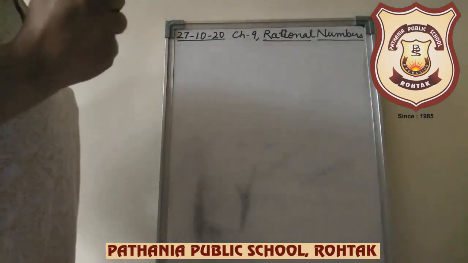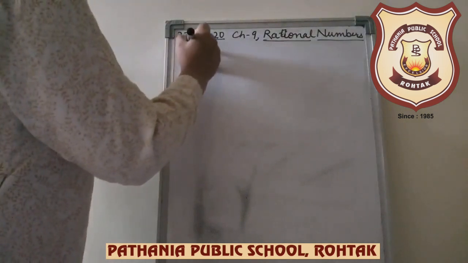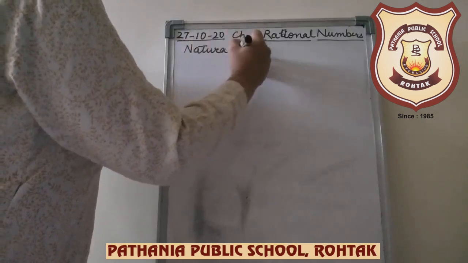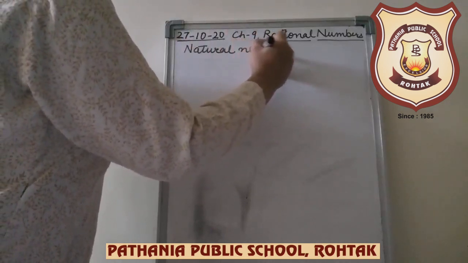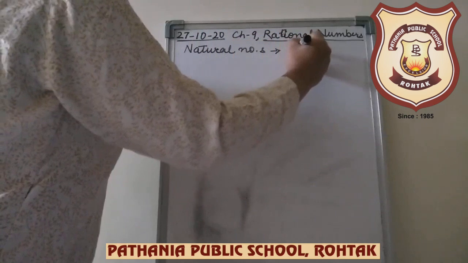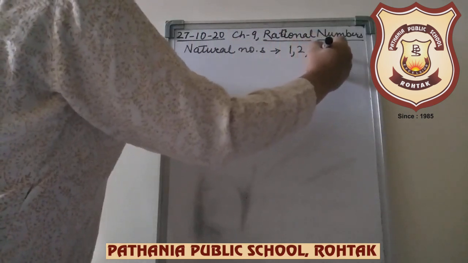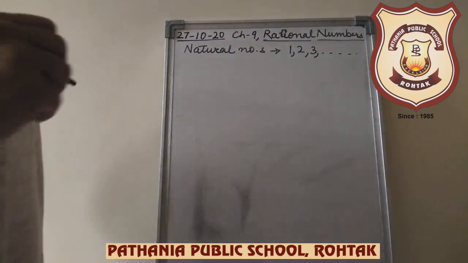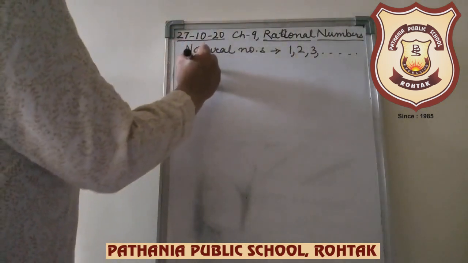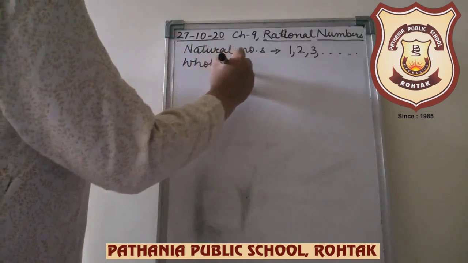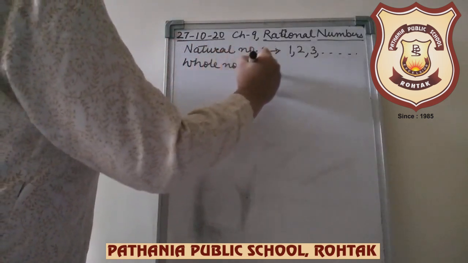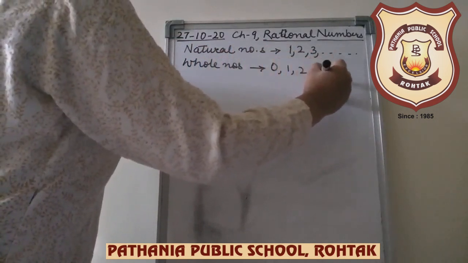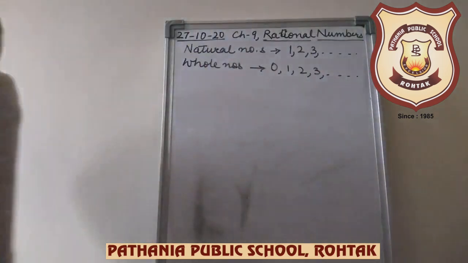You have studied about natural numbers, starting from 1, 2, 3 and endless. Then you have studied about whole numbers, starting from 0 and all the natural numbers. 0 is included.